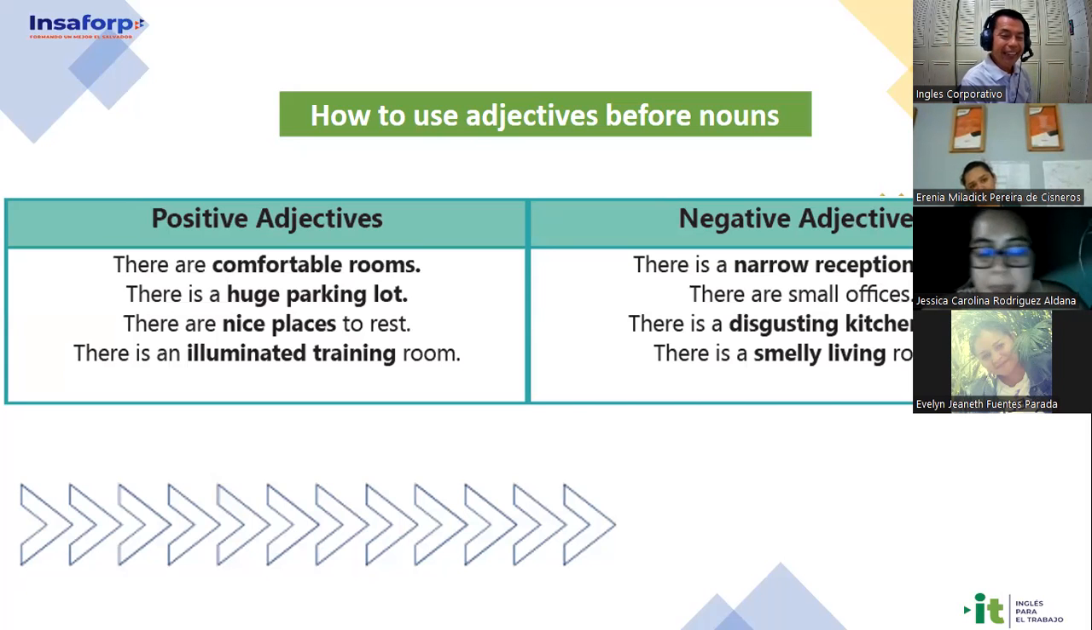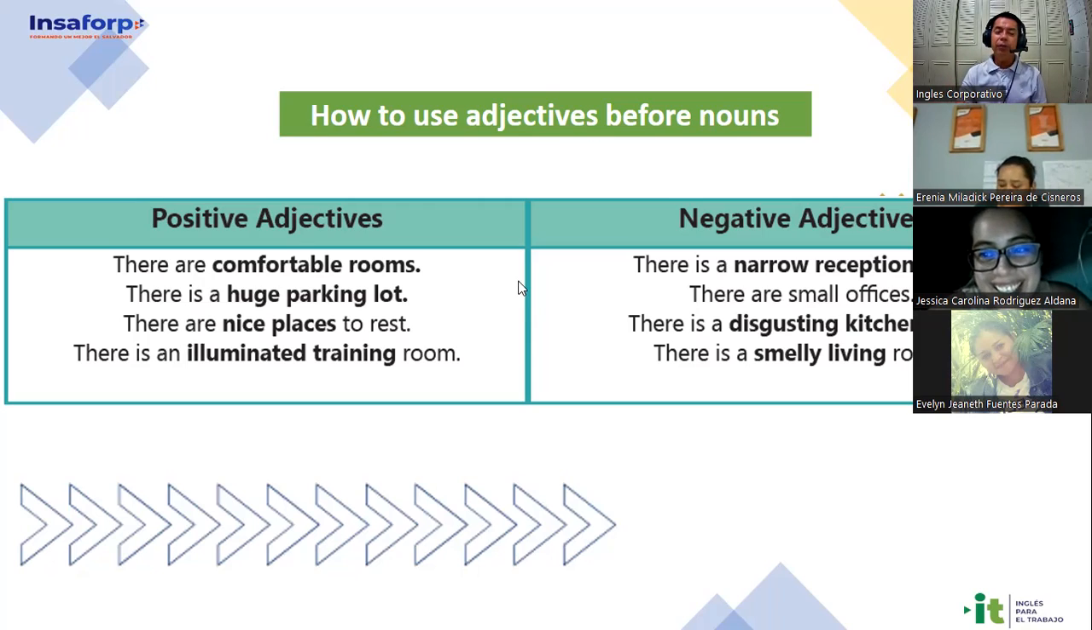Now, Erenia, can you read the negative adjectives, please? Narrow, small, disgusting, and smelly. There is a narrow reception area. There are small offices. There is a disgusting kitchen area. There is a smelly living room. Smelly, right? Okay. Thank you very much. Thank you, Erenia. Thank you, Jessica Carolina, for your reading.